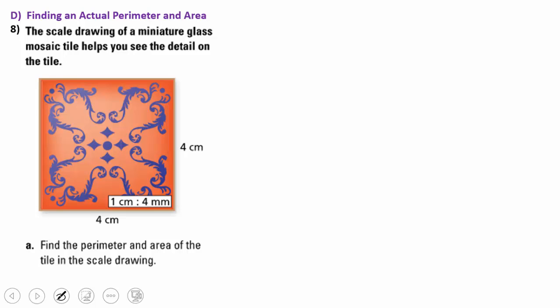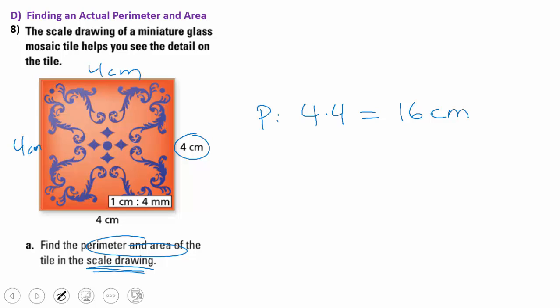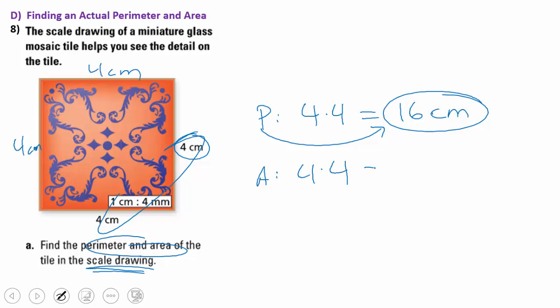Anyway, in this particular case, we're going to find the perimeter and area of the scale drawing. So perimeter, remember, is the distance all the way around. So over here would be 4 centimeters, up here would be 4 centimeters. Adding them all together or multiplying 4 times 4, because they're all the same. So 4 times the 4 sides. That would give me 16 centimeters as the scale drawing perimeter. The area is multiplying length times width, which just happens to be 4 times 4 as well. And 4 times 4 again is 16, but now the units are going to be different. This would be centimeters squared because area has square units.